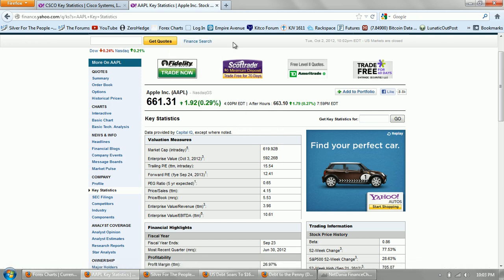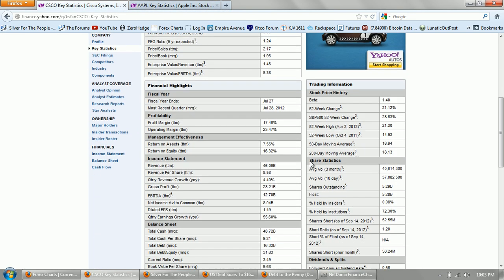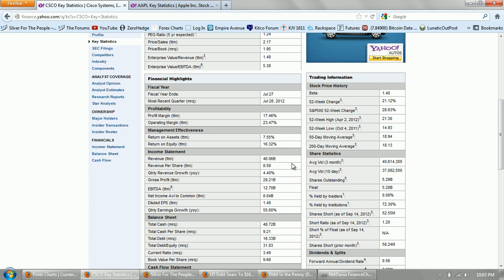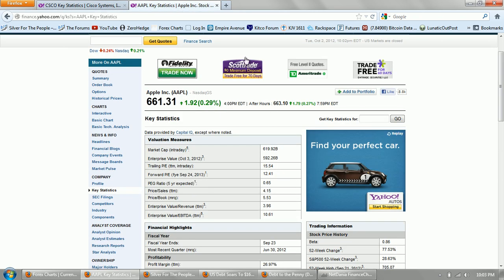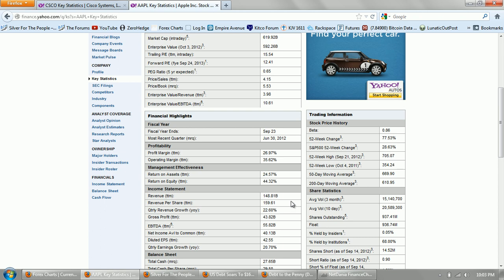Now normally those things overcorrect, so let's look at some other things here to try to get the fundamentals in view. You can see that Cisco Systems has $46 billion in revenue, and Apple has $148 billion in revenue, so about threefold. So if we just use the revenues, and again these are just rough statistics, then that would imply a stock price of 3 times that of Cisco, and that would imply a $60 price for Apple, and that would imply a 90% collapse in the price of the stock.